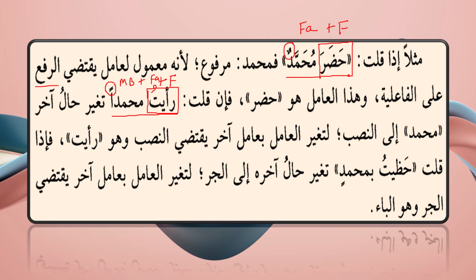Now let's check the third case, that is Marartu bi Muhammadin. Now the same noun, as you saw here, it had a dhamma. The same noun, it had a fatha. Now in the third case, the same noun has a kasra. So what has brought about this change? Why has this noun Muhammad taken a kasra? The reason, the amil, the factor, is the harf jar.